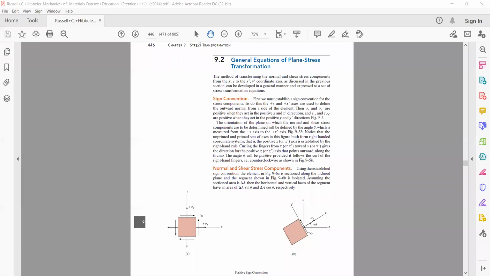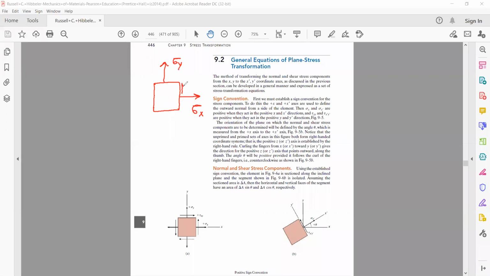In the previous class, we were talking about the two-dimensional state of stress. I told you students that a two-dimensional stress element is represented in the form of a cubical stress element. We represent the normal stress along the x-axis as sigma x, and the normal stress on the element along the y-axis as sigma y.